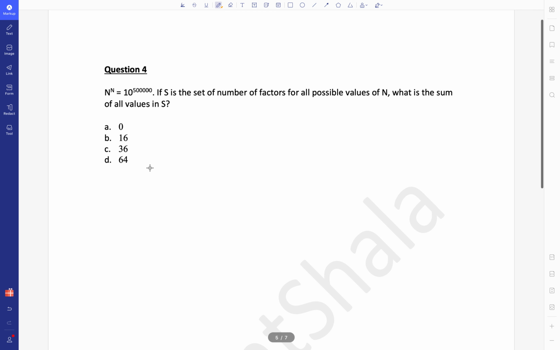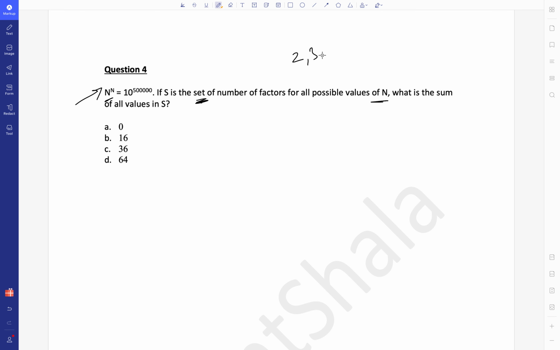So coming to the next question, n raised to power n is 10 raised to power 5 lakhs. This question is very similar to a CAT 2018 or CAT 2017 question. CAT had a very similar question to this one. This is a slight variation. If S is the set of number of factors, again, set, you don't have to be scared of the word set. If S is the set of number of factors for all possible values of n, what is the sum of all values in S? The only thing it means is, let's say n has some possible values.